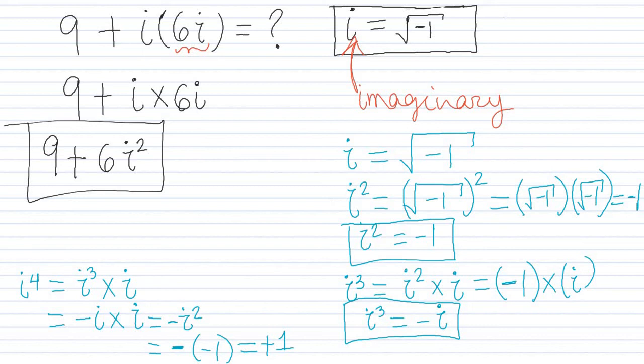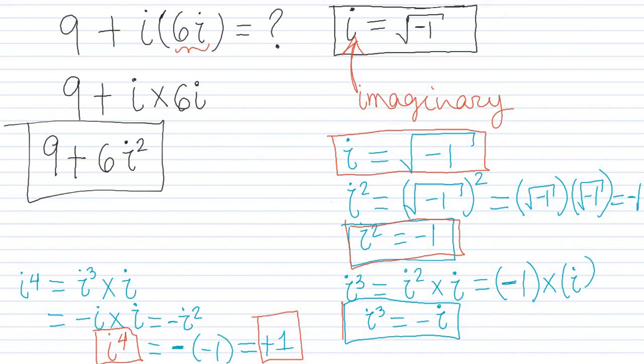Anyways, my point is this. Everything that I'm putting in the red box is basically what you should make sure you have in your notes, right? From 5, I apologize, everything will start repeating. So i to the 5th is going to simply be the square root of negative 1, that is i. i to the 6th is going to be negative 1. i to the 7th is going to be negative i, and i to the 8th is going to be positive 1. You guys can try that in your notes.